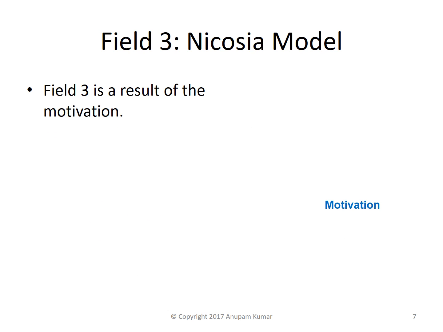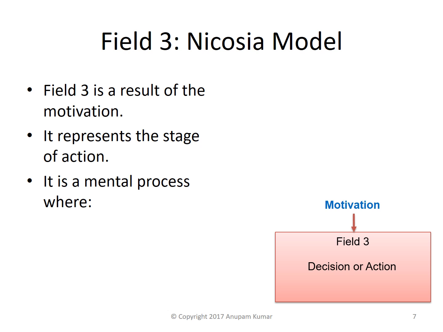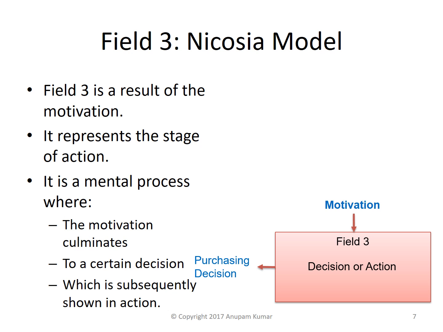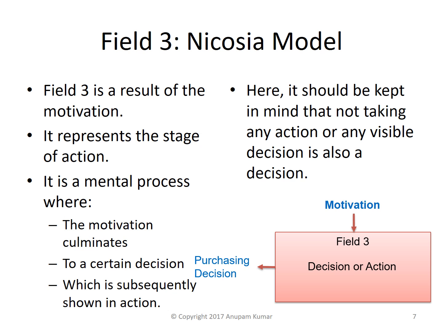The third field is a result of motivation. It represents the stage of action. It is a mental process where the motivation culminates to a certain decision which is subsequently shown in action. Here, it should be kept in mind that even not taking any action or not showing any visible decision about the product is also a decision of the consumer.